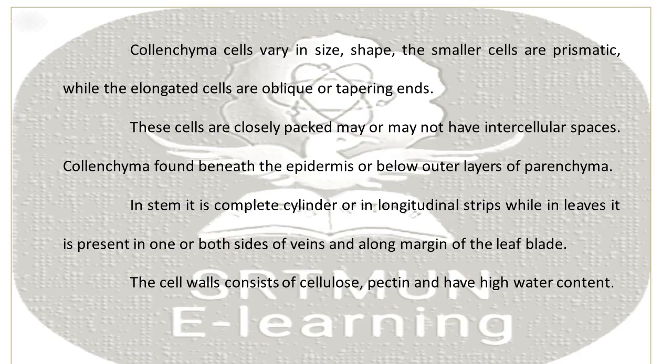Collenchyma is found beneath the epidermis or below the outer layers of parenchyma. In stem, it is complete, as a cylinder, or in longitudinal strips, while in leaves, it is present on one or both sides of veins and along the margin of the leaf blade. The cell wall consists of cellulose and pectin, and has high water content.